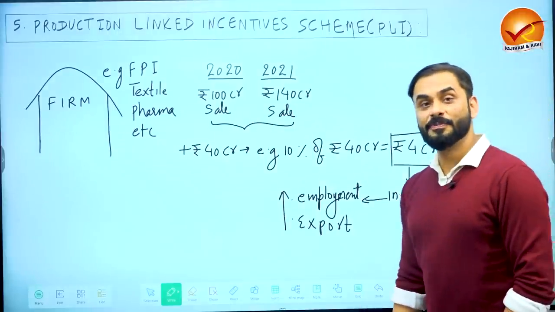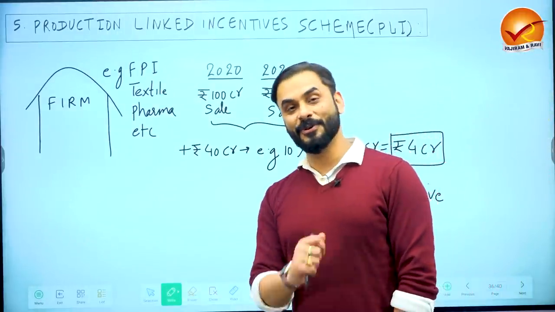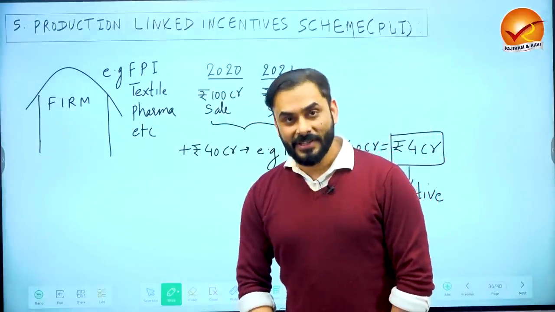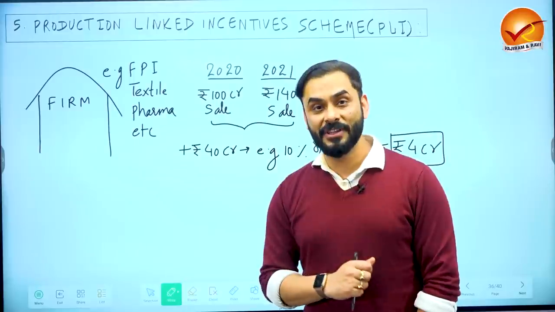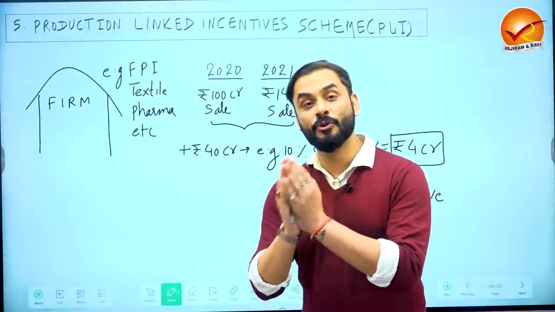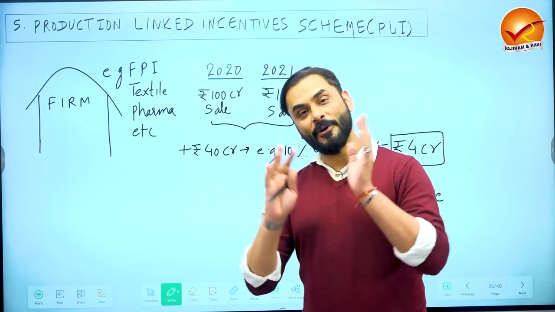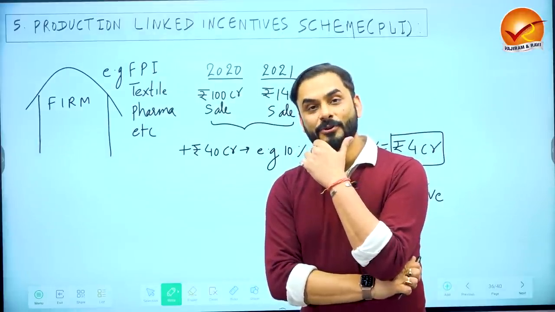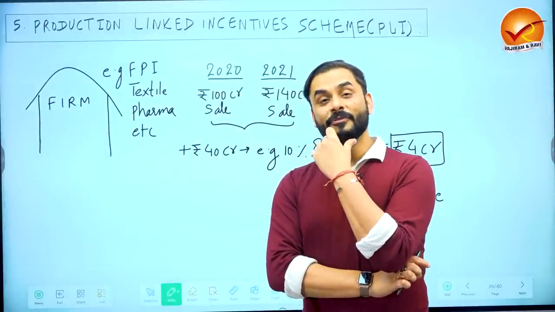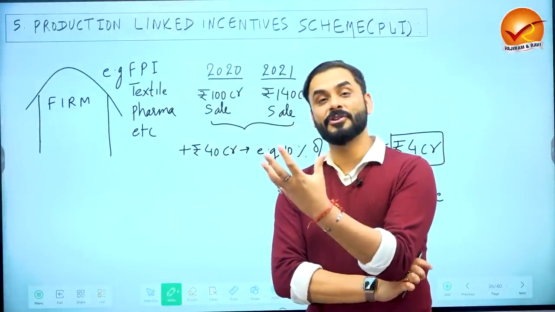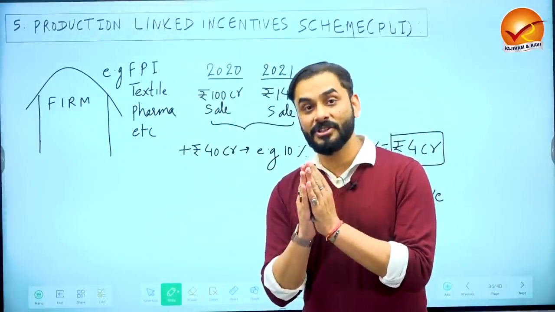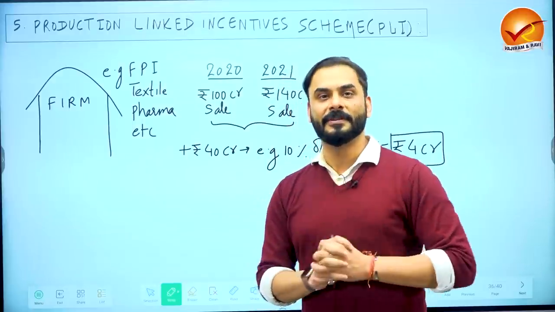Now, the next scheme is called the production-linked incentive scheme. What is the production-linked incentive scheme? I'll give you a very basic example. The government of India says that there are many industries and sectors in India that have the potential to become global companies and global players. For example, India always had this dream that we wanted to become the global powerhouse of electronics. Similarly, currently, India wants to become a global player and manufacturer of pharmaceuticals. Similarly, textile, food processing industry. These are the things in which India wants to become an exporter to the world, right?